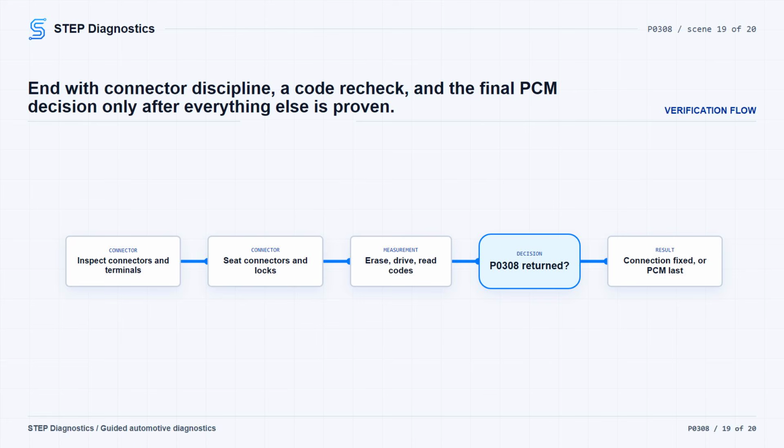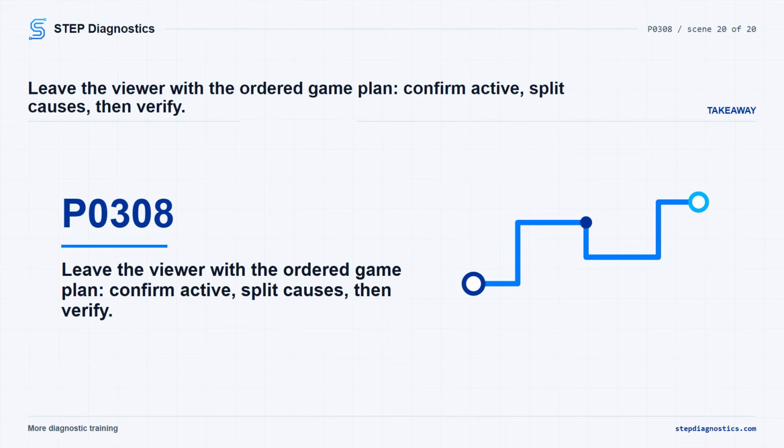Erase the codes, operate the vehicle under the monitored and set conditions, and read the codes again. If P0308 returns after those checks, replace and program the PCM, then verify the repair. If it does not return, the wiring or poor connection problem has been corrected.